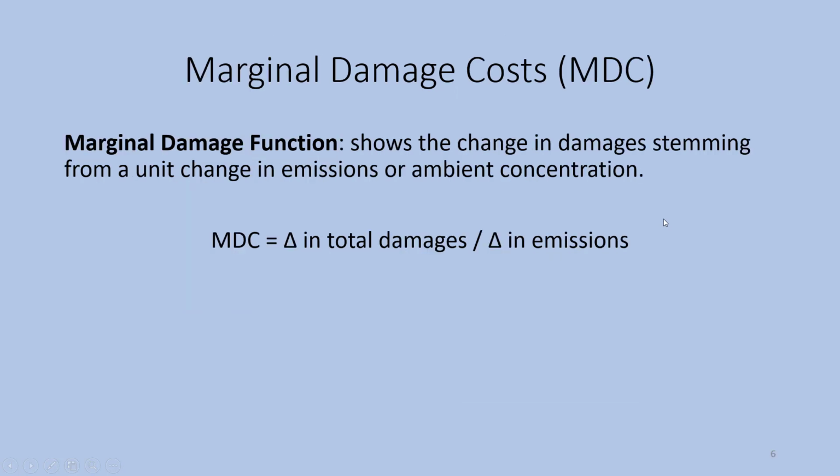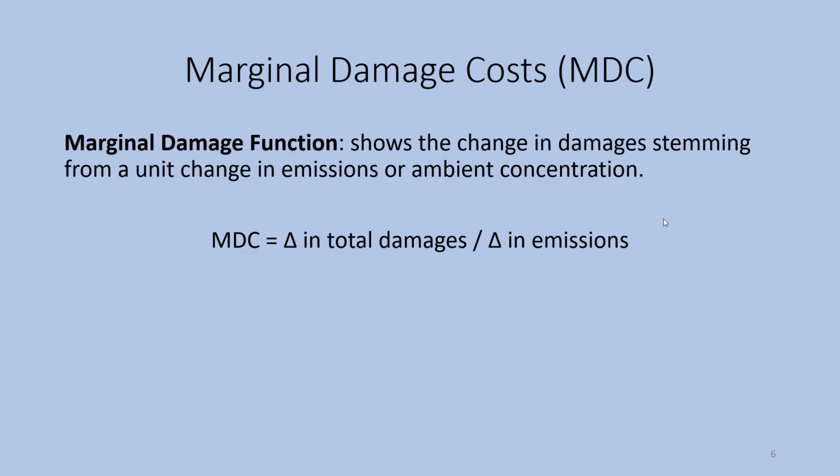So with that in mind, our marginal damage function shows the change in damages stemming from a unit change in emissions or ambient concentration. So our marginal damage cost is what is the change in total damages resulting from the change in emissions, or again, the change in ambient concentration, if that's what you're studying, right?